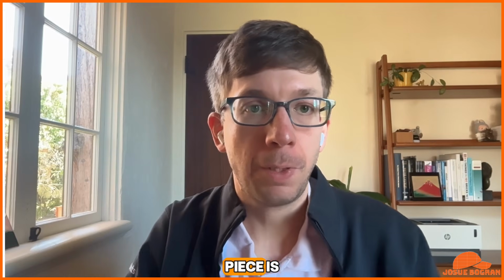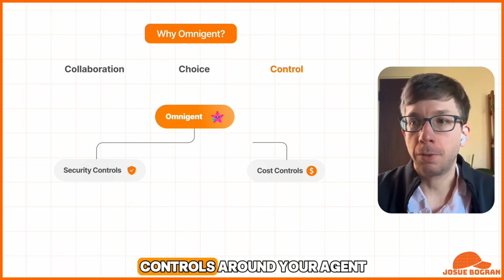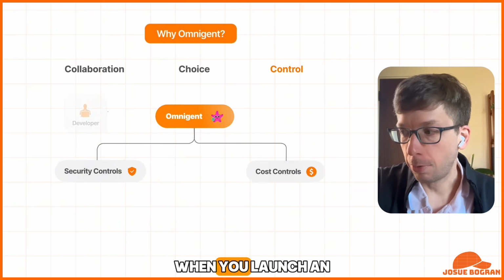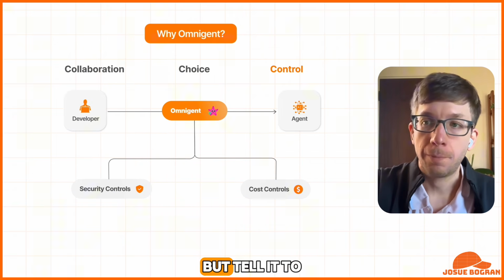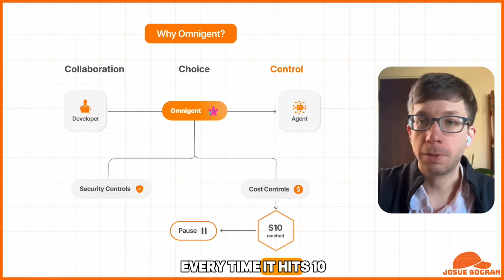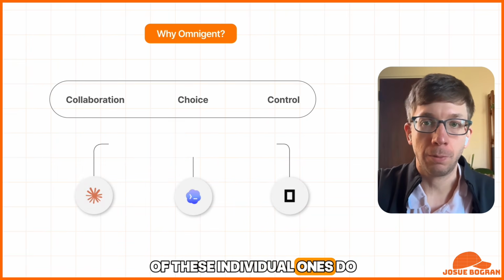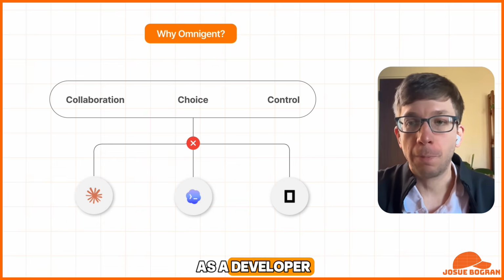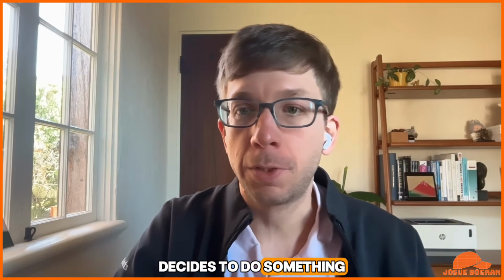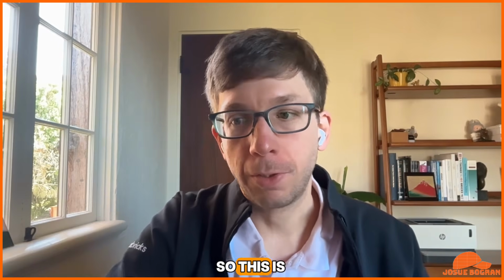And then the other piece is if you want richer security controls and cost controls around your agent. So for example, one thing Omnigent can do is when you launch an agent, you can say, hey, run this, but tell it to ask me for every $10 it spends, pause it every time it hits 10, 20, 30, and just ask me if you want to continue. That's something that none of these individual ones do, but it's very useful as a developer. My experience is I get runaway costs sometimes when the agent decides to do something stupid, like reading a giant log file or whatever.